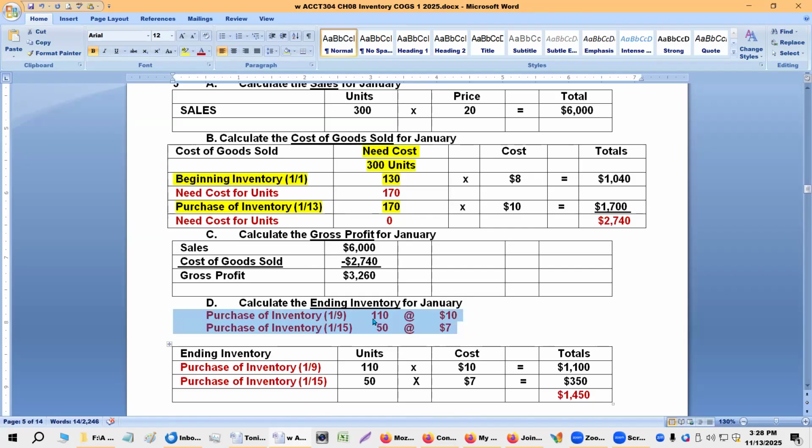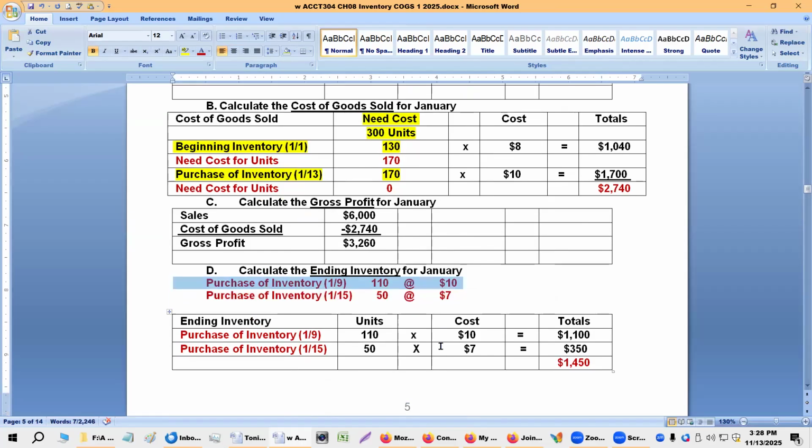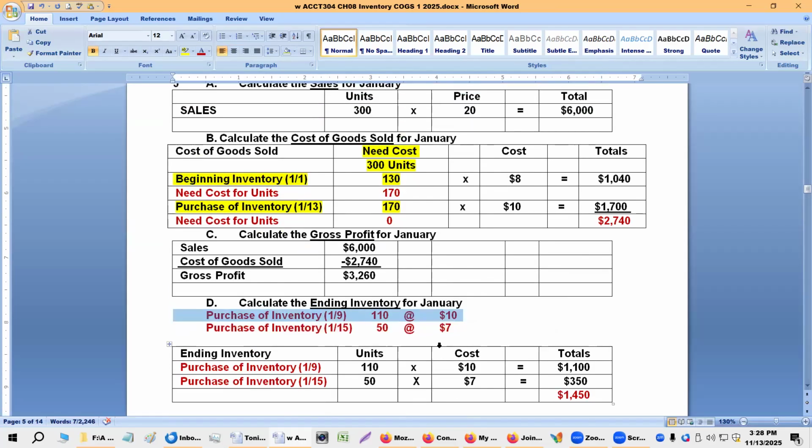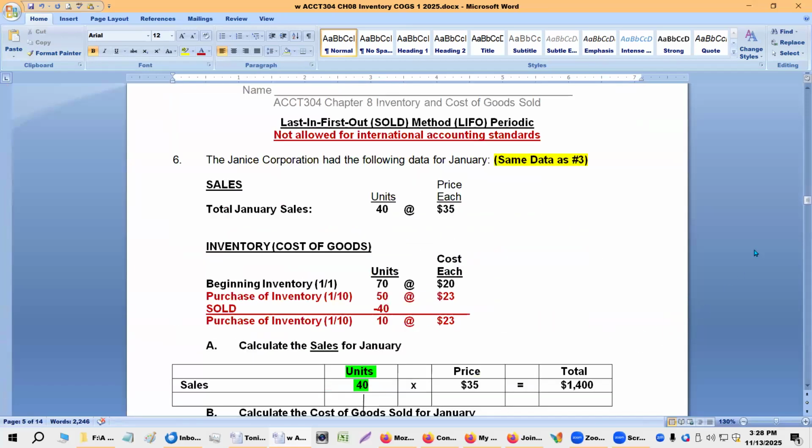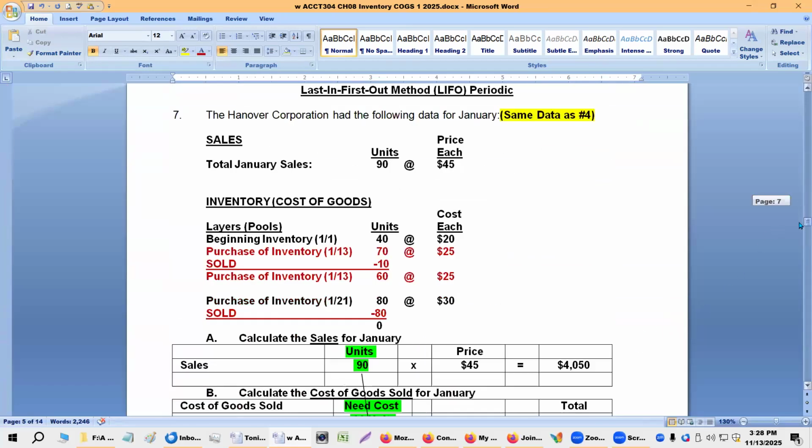And then these will be the beginning inventory of next period, and these will be the first ones sold. Next period, these are going to be the first ones that are sold, the ones from the 9th in January. And again, this FIFO is probably the more accurate as far as the actual flow of goods. So you're taking the first ones in.